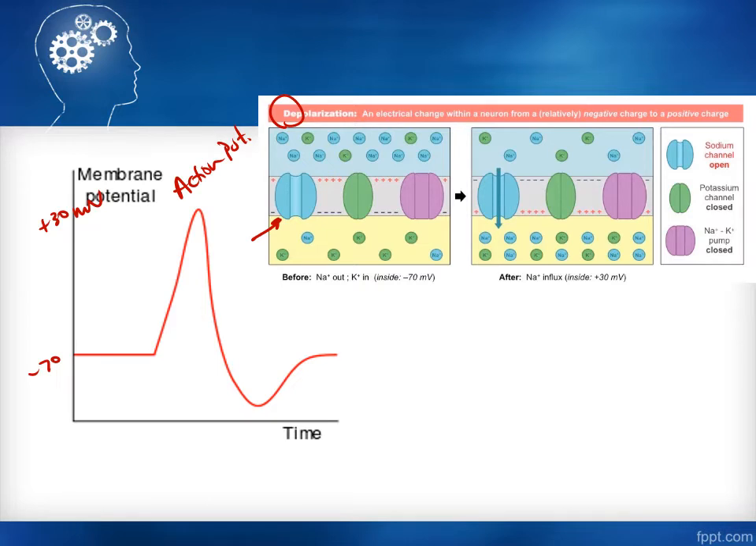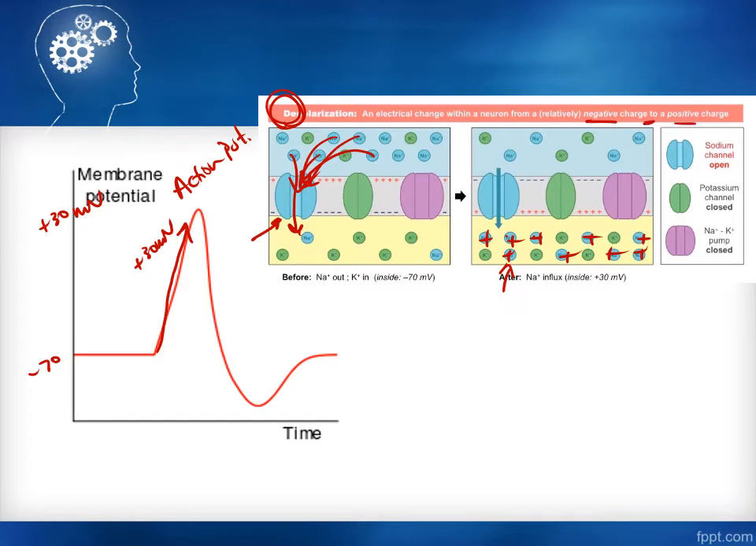So we're going to open up sodium, and then all the sodium that we pushed out is going to get in. 3 sodiums out, 2 potassiums in, all that sodium we pushed out is going to get in. And now we're going to have more positive things inside the cell because we allowed that sodium to come in through that channel. That's going to make the cell more positive because it's got more positively charged things on the inside. And that's why the charge goes up to about +30 or maybe even 40 millivolts. Good.